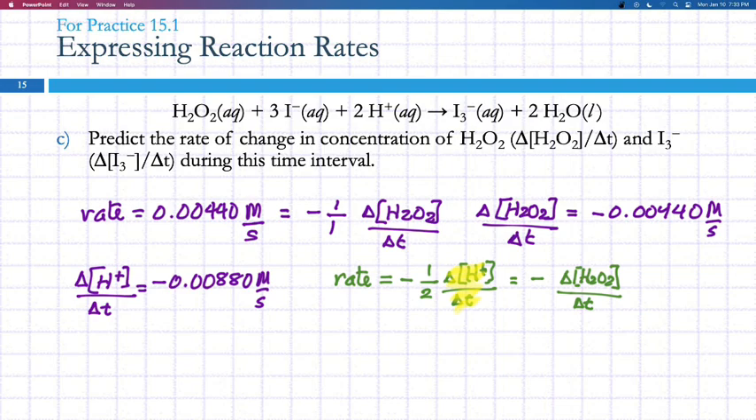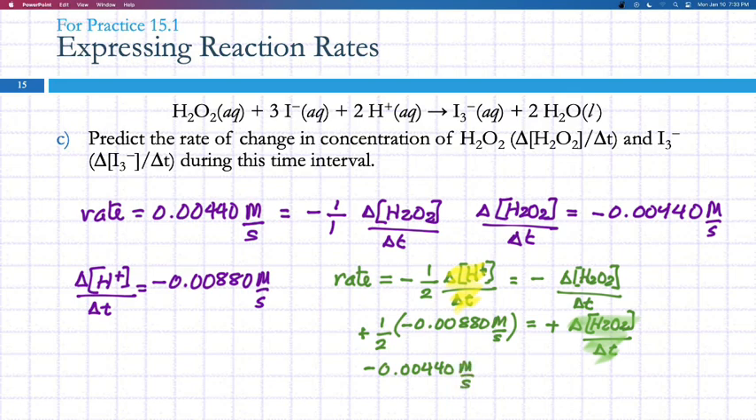I have a number for this. So I can plug that number in, negative 1/2 times negative 0.00880 molarity per second equals negative delta H2O2 over delta T. That's what we're trying to find, right? So we can multiply both sides by negative 1. Now we've got that, and then just do that math there, and we end up with negative 0.00440 molarity per second. Any questions?